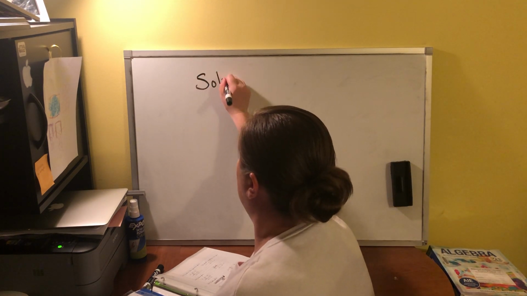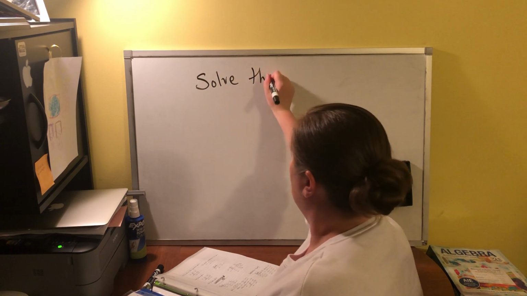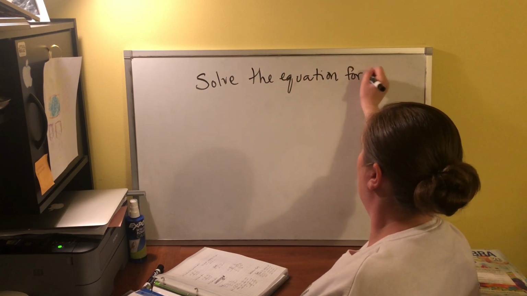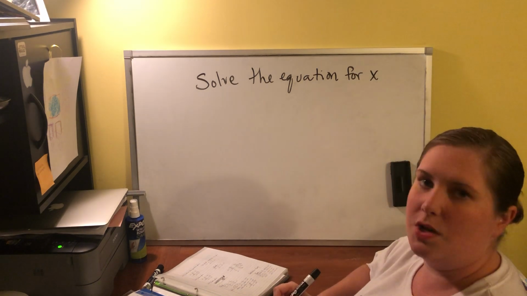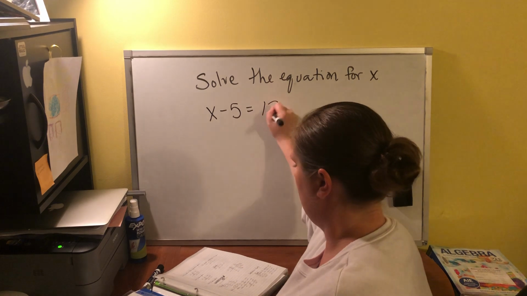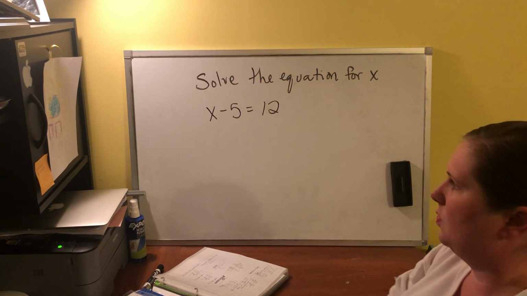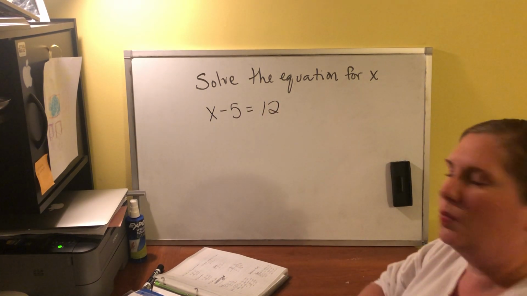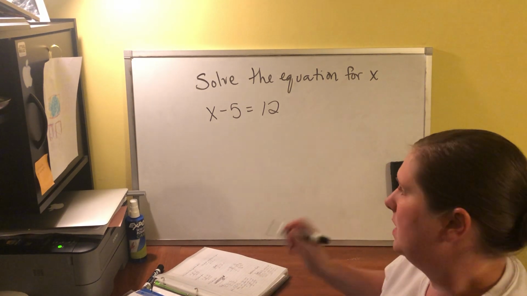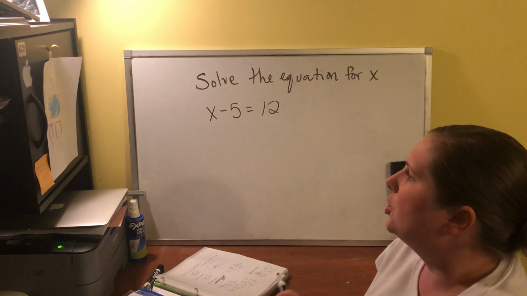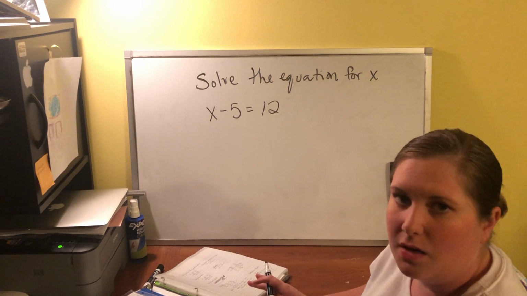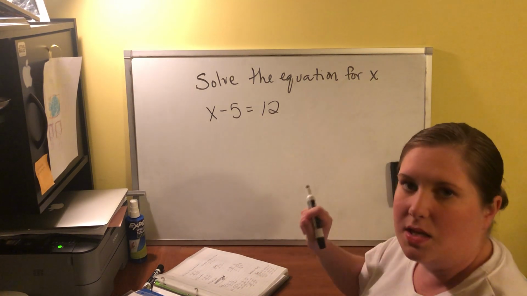So they're going to tell you to solve the equation for x. Solve the equation for x. And they're going to give you an equation like x minus 5 equals 12, okay? So what we're going to be doing is solving for the variable, whatever the variable may be. In this problem, it's x. To do that, we are going to move everything that is not an x, that's not a variable, onto the other side of the equal sign.